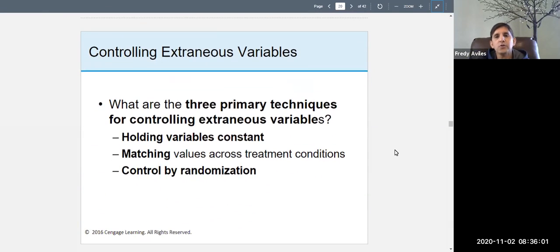So here's the way you control extraneous variables. This is the way you can get rid of these potential confounding variables. There are three primary techniques for controlling extraneous variables, and they are holding variables constant. You can hold things constant, and I'll talk about how you do that. You can match values across treatment conditions. I'll talk about how to do that. And you can control by randomization. I'll talk about that as well.